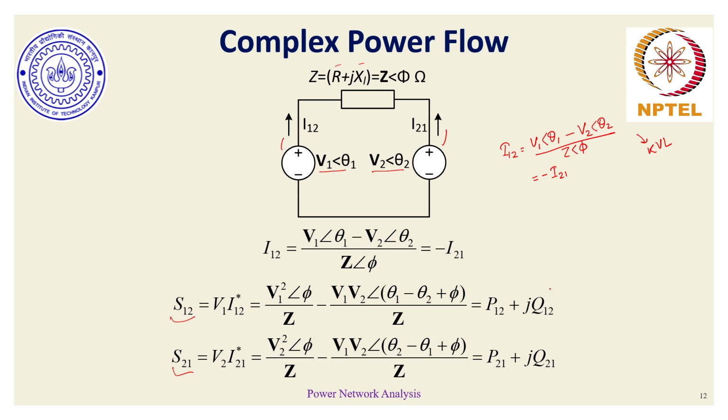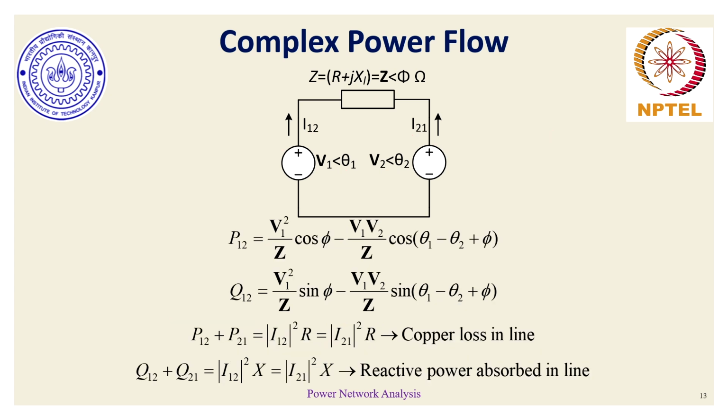So this here is a very generic expression for the corresponding real and reactive power exchanges which are happening through this impedance between these two different voltage sources. How do we get these expressions? We simply substitute the expression of I21 over here, and then do a little simplification where we can get these corresponding expressions.